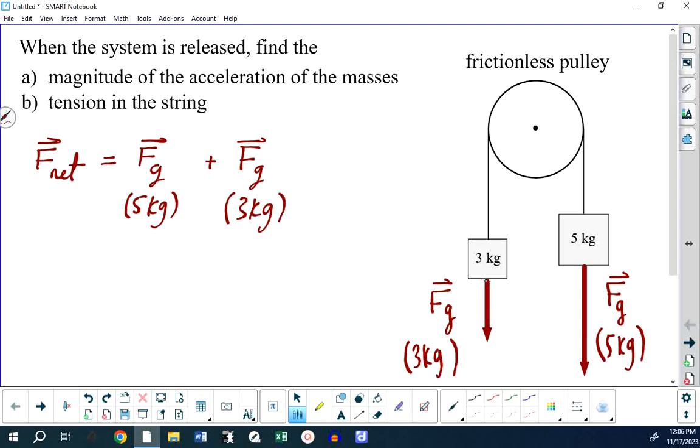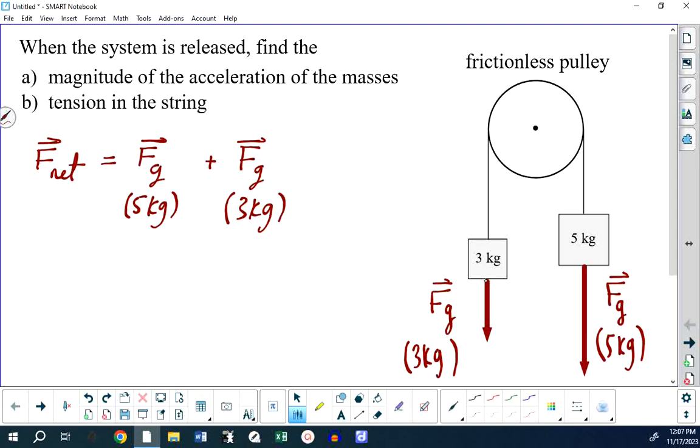Well, when you look at your free body diagram that we've got here, those two forces really are in the same direction. They're both downwards towards the floor. But due to the nature of how they're connected to each other, they are what we would call opposing forces. So the force of gravity pulling down on the 5 kilogram mass is forcing the pulley to want to rotate clockwise, whereas the force of gravity pulling down on the 3 kilogram mass is opposing that, and it's trying to pull the pulley in a counterclockwise orientation.